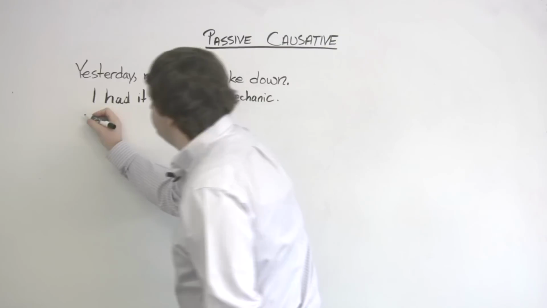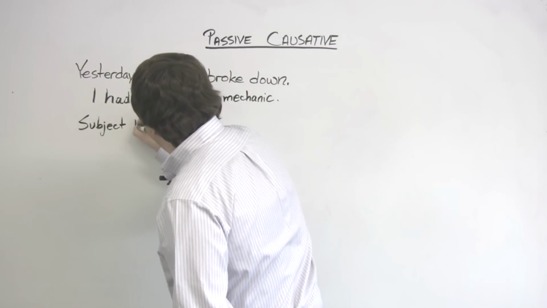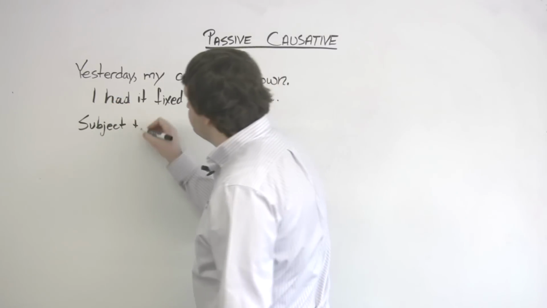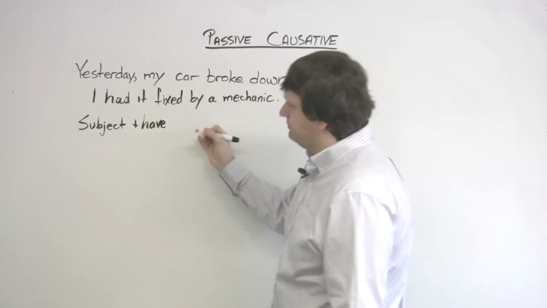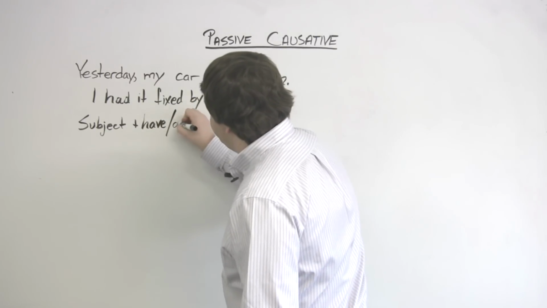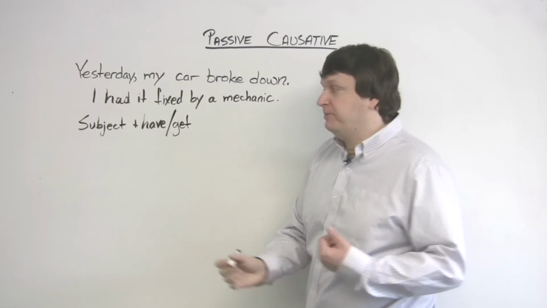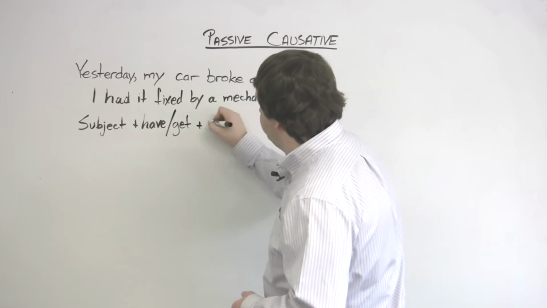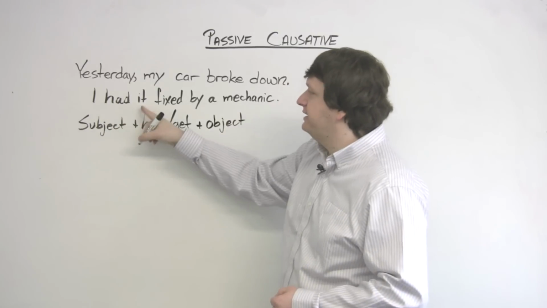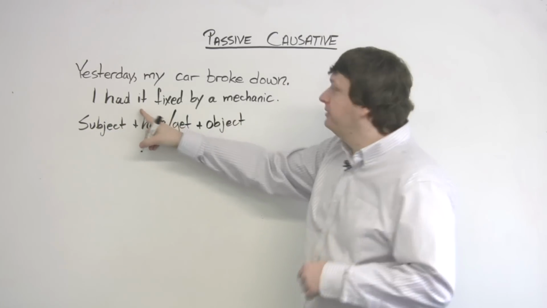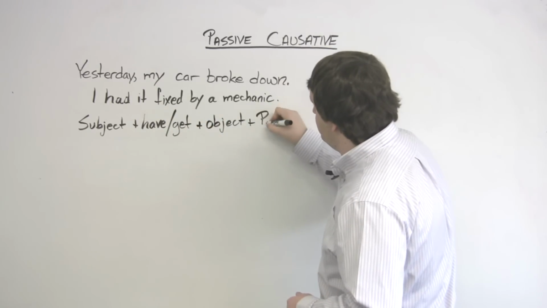We have a subject. We have the verb have in the past, yesterday. So had, but we can use have in general. We can also use get. So here I can also say I got it fixed by a mechanic. Then you have the object. So you have I had it. It relates back to the car. Plus fixed. Fixed is a past participle.